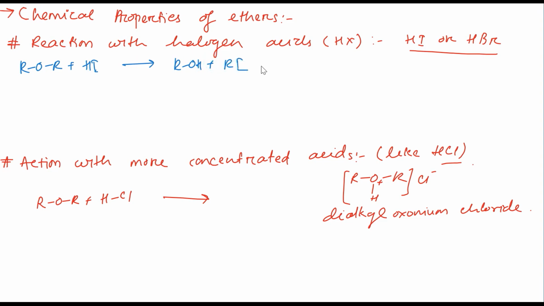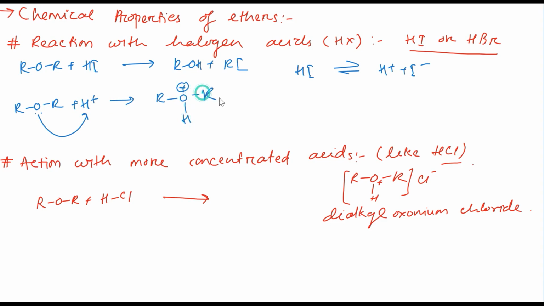Now the mechanism for this reaction: HI is a type of acid, so this will separate to H plus and I minus, and this ROR will react with H plus. The lone pair of oxygen will attach to H and there will be protonation, forming ROH plus R. Now this group is an alcohol, ROH, so this is a stable compound.